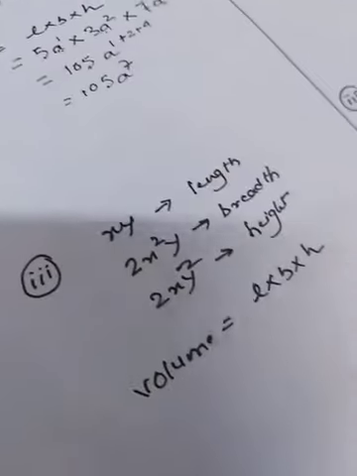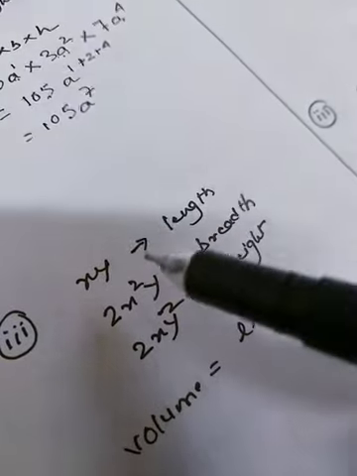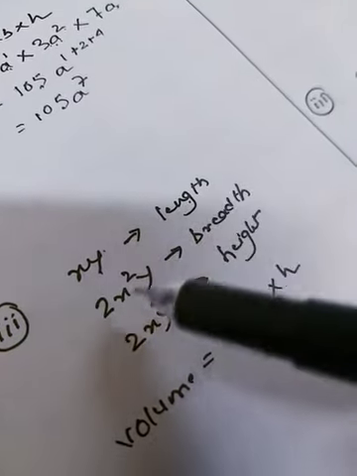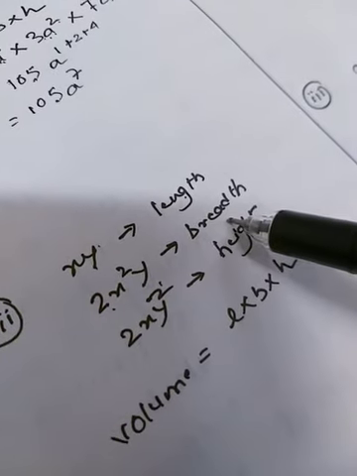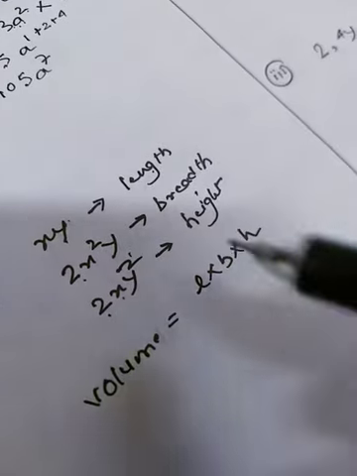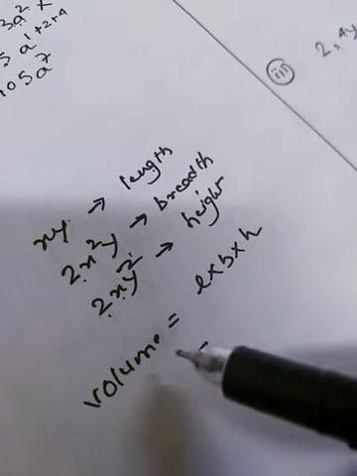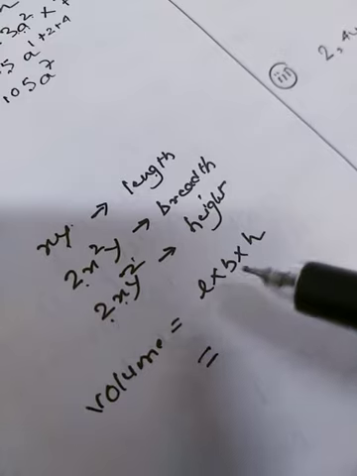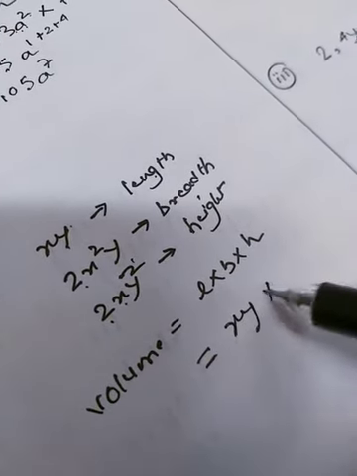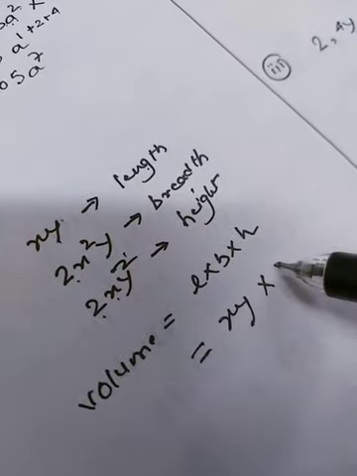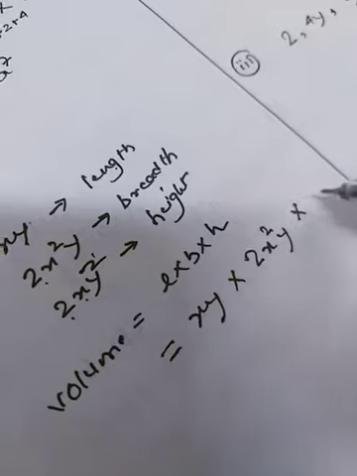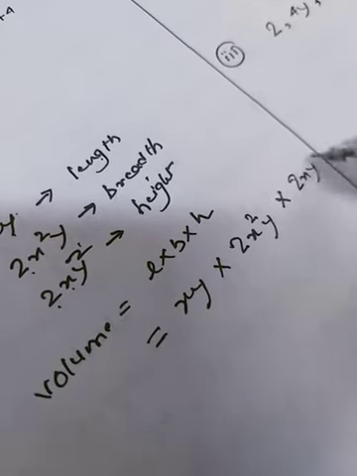Okay, so let's move on to sum number 3. Again, in sum number 3 we find 3 expressions are given. xy will be considered as length, 2x square y as breadth, and 2xy square as height. Now we have to get the volume. Volume is equal to length into breadth into height. So in place of length we put xy, in place of breadth we put 2x square y, and in place of height we put 2xy square.